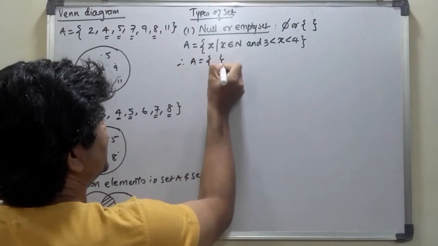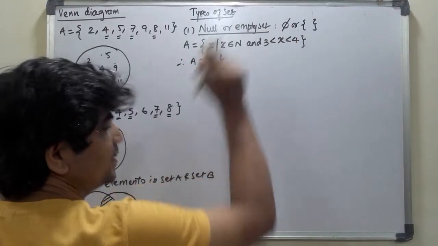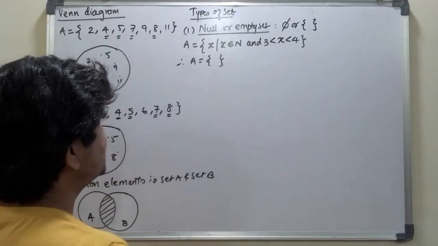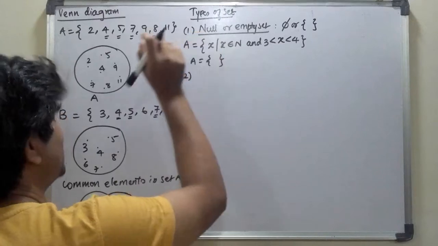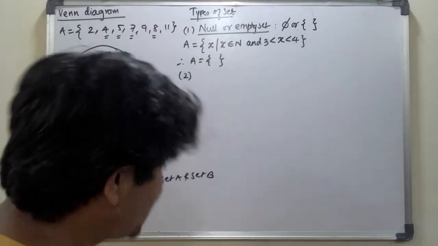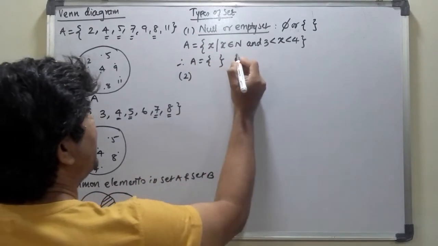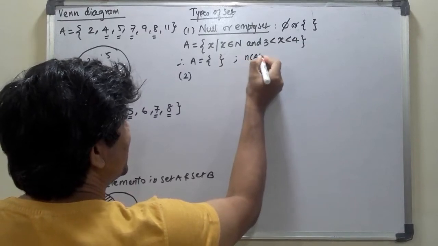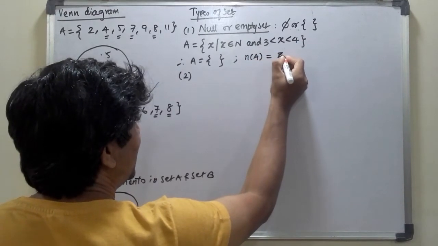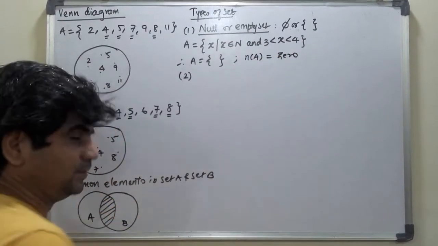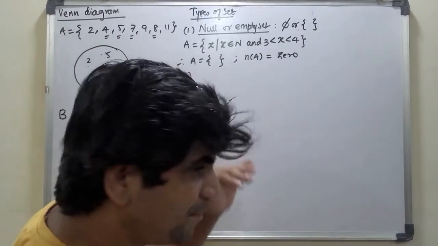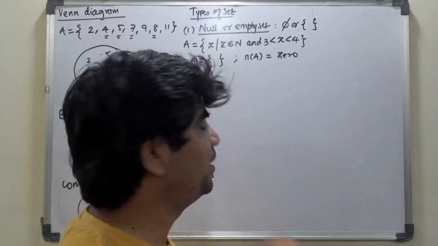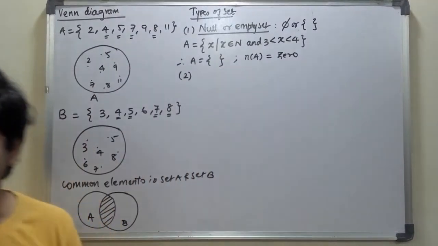So this is in your listing method, or this symbol. Okay. Now you can also see one important thing over here. Number of elements in set A are 0. That is, number of elements in set A are 0. Means if it is empty set, the number of elements are 0.